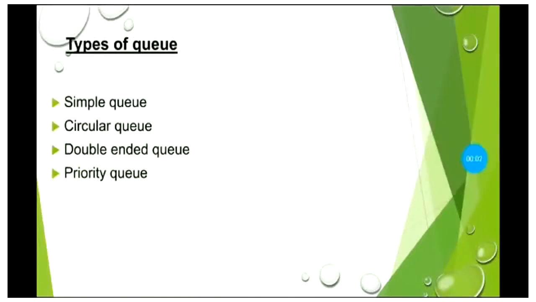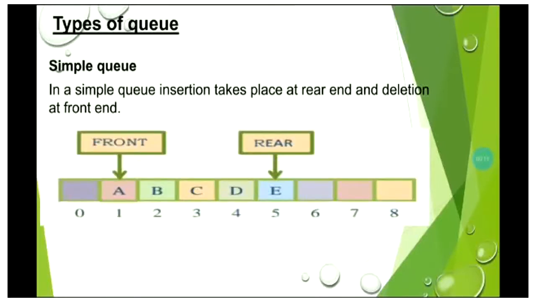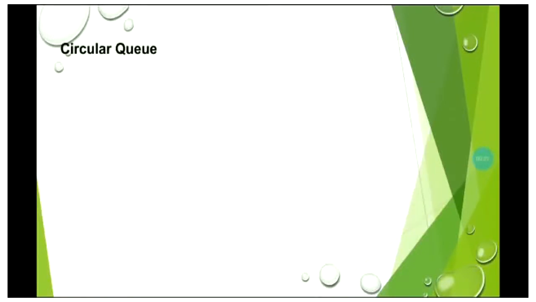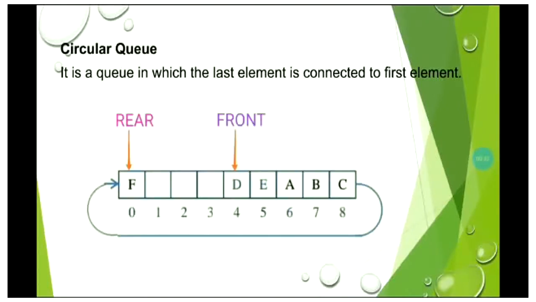Some of the types of queue are simple queue, circular queue, double-ended queue, and priority queue. Simple queue is nothing but a normal queue where insertion and deletion takes place at rear and front end respectively. See the diagram here. In a circular queue, the last element is connected to the first element. See here, the last element is connected to the first element, and again we can insert the elements from the starting position only if there is some space left to insert the elements.